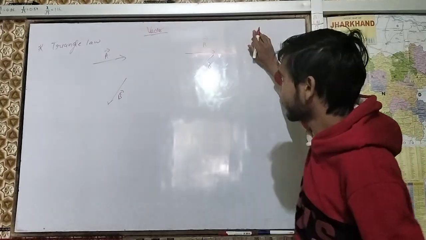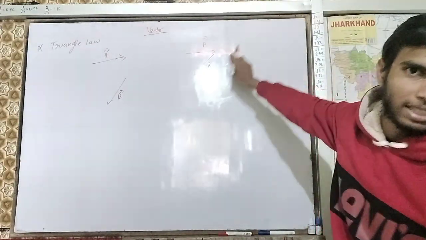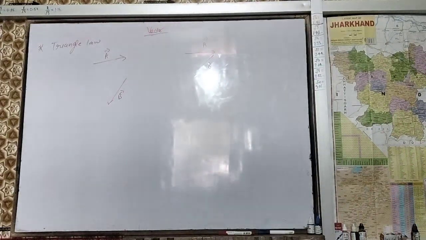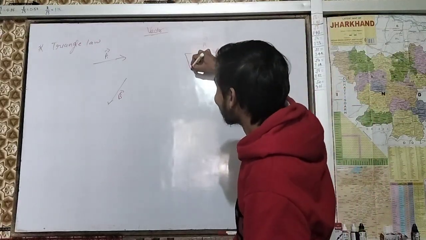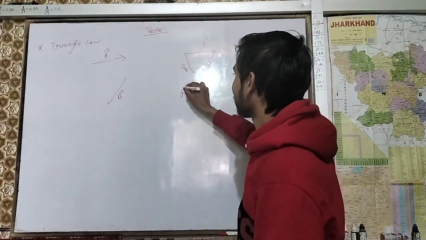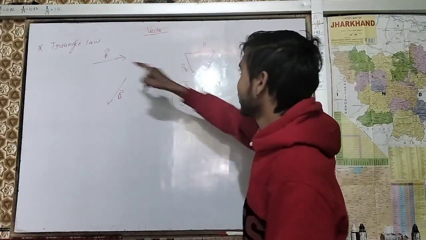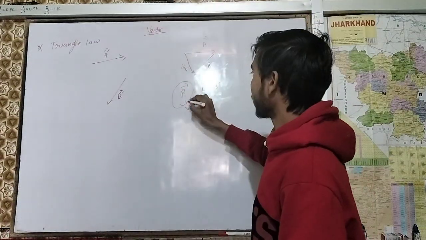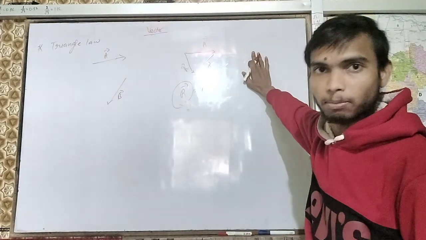So third would be, yes, third is correct, like that. Third is correct. So this is our resultant one. So R vector is equal to vector A plus vector B. In the case of a triangle, this R is our hypotenuse. That's why we are saying vector A plus vector B is equal to vector R.